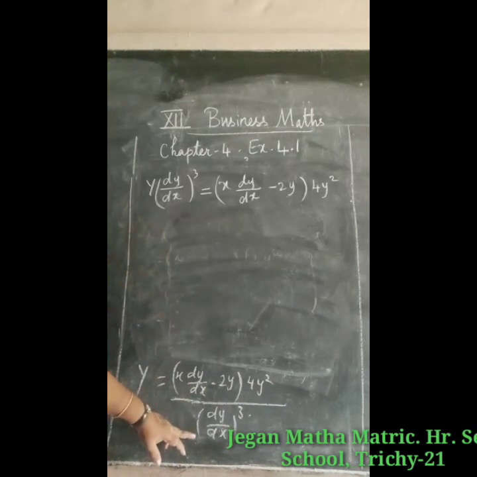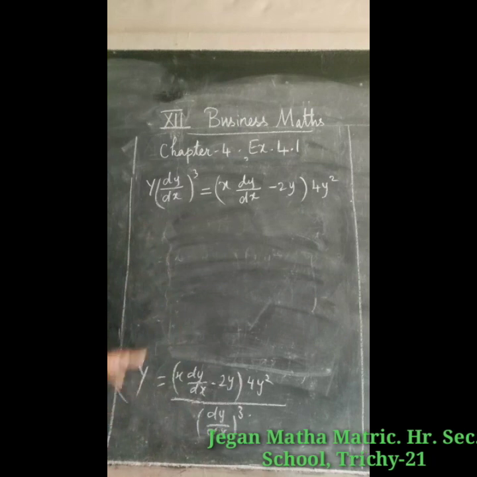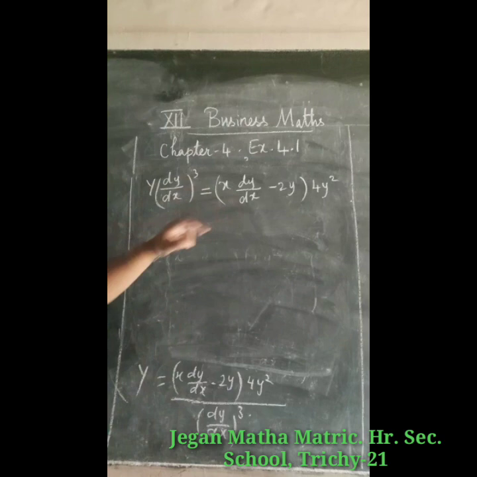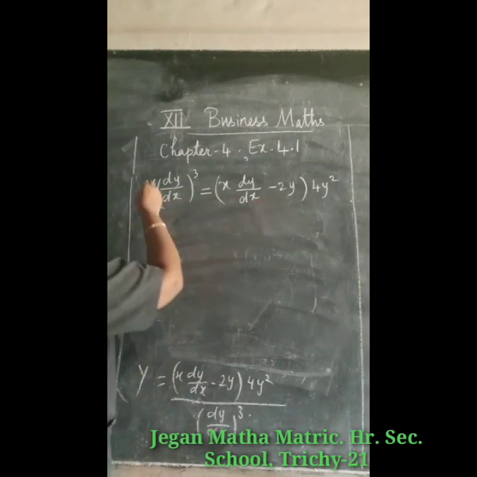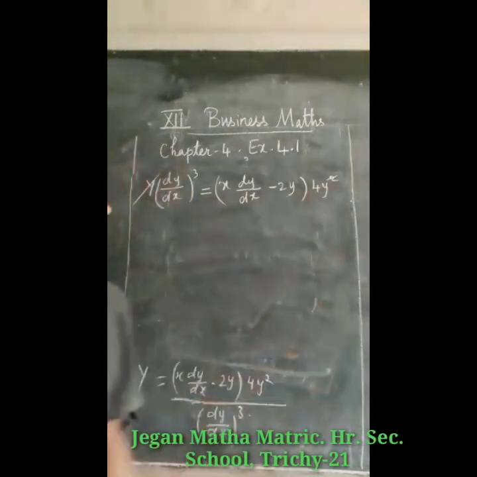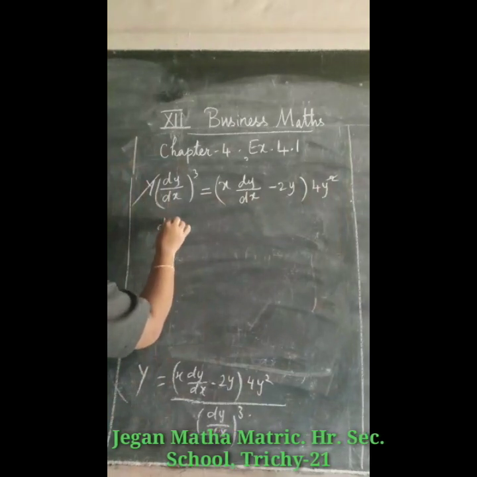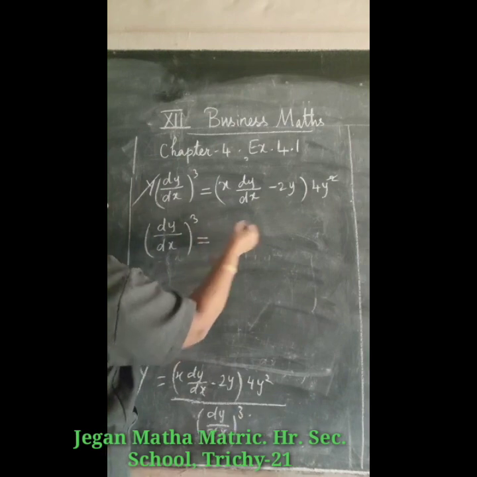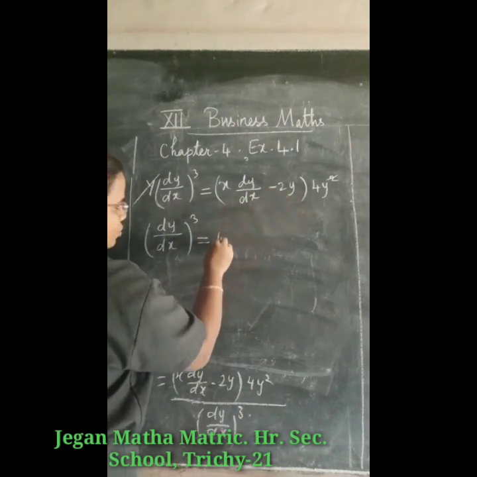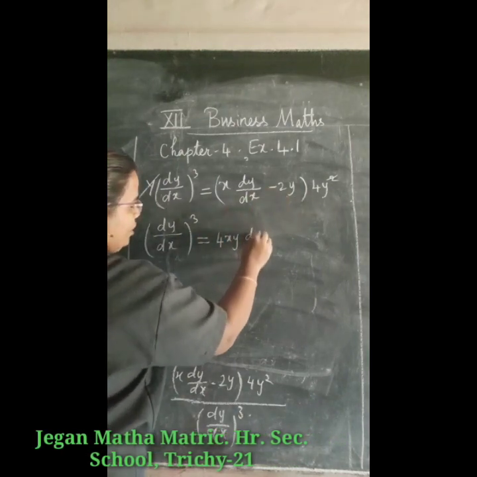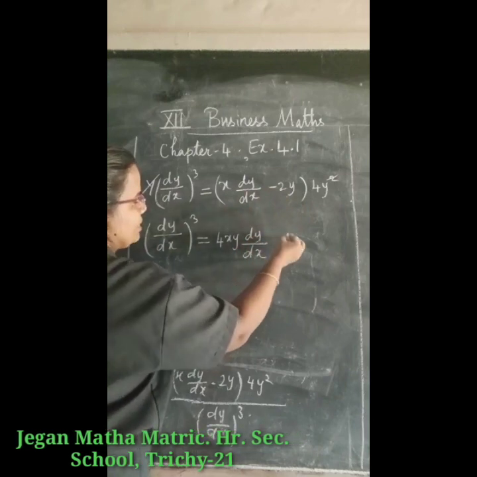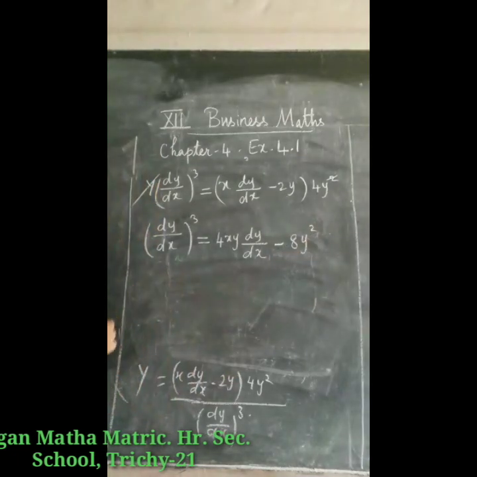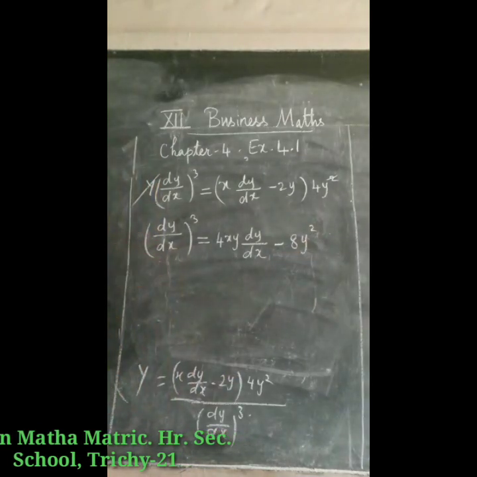We have multiplied this, and the denominator goes to the numerator: y into dy by dx the whole cube is equal to x into dy by dx minus 2y, into 4y squared. Here y and y cancel. So the remaining term is dy by dx the whole cube equal to, multiplying by 4y, 4xy into dy by dx minus 4 twos are 8y squared. Then take the terms to the same side.